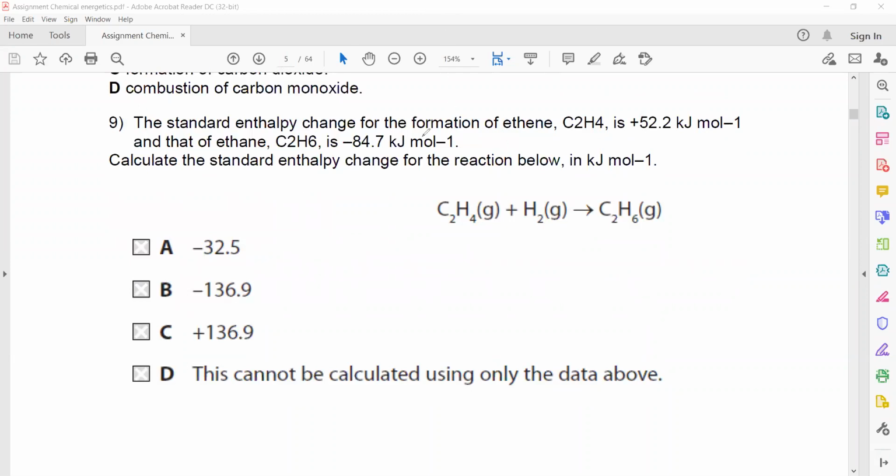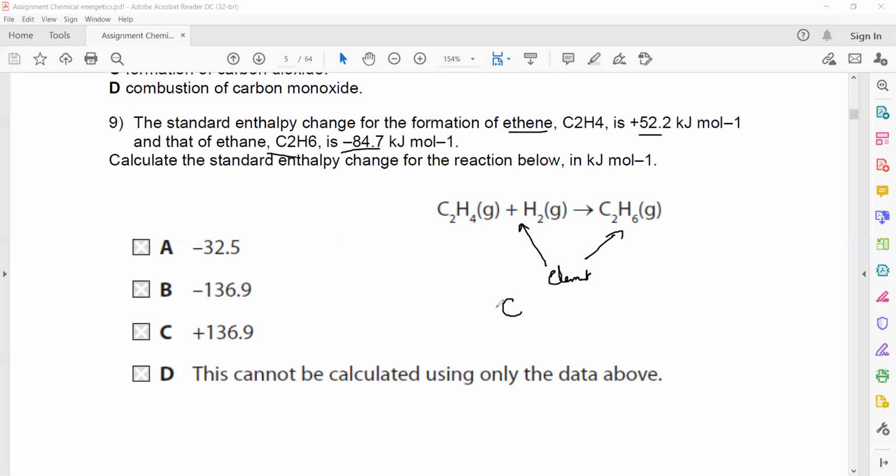The standard enthalpy changes of formation of ethene is 52 and that of ethane is 84.7. Calculate the standard enthalpy change. So when formation is given, what we add as a link is the elements. What link do we have to add? The element. The possibility is that the element will form the reactant and the reactant forms the product, or the element directly forms the product when formation is given.